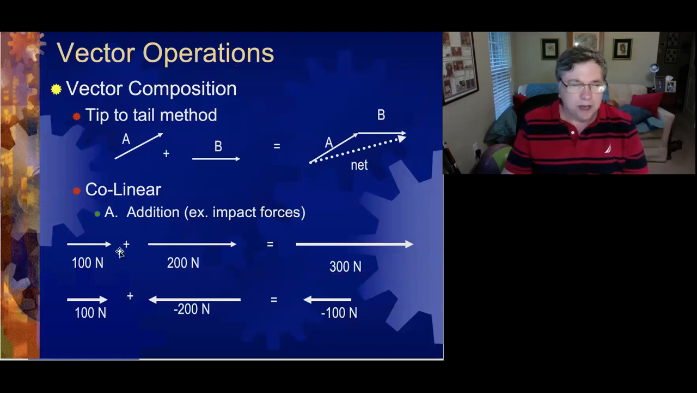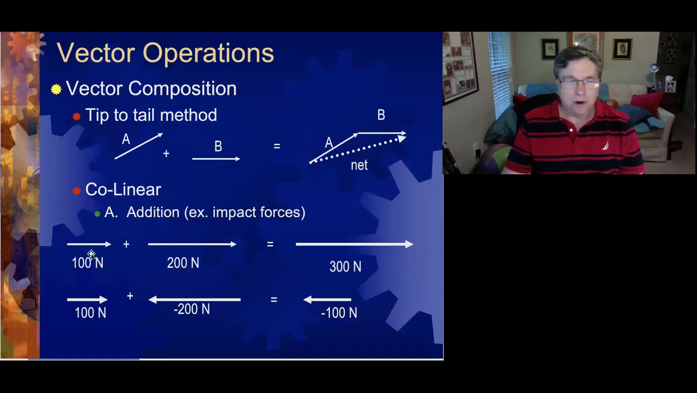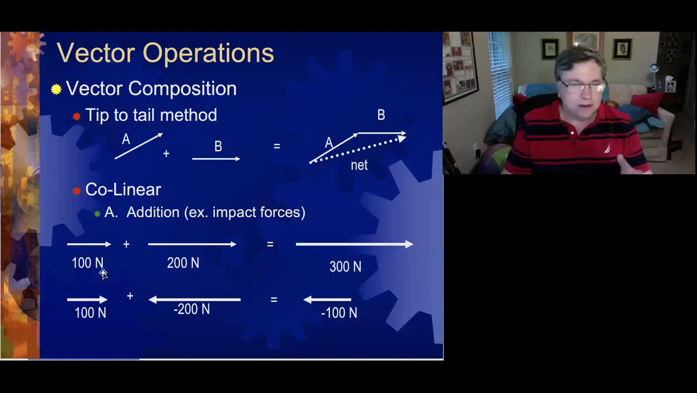Okay, so if the vectors are collinear, which means they're pointing in the same direction, let's say we have two forces, a 100 Newton force and a 200 Newton force. Newtons are the standard units for force in the metric system. That's 1 kilogram of mass accelerated at 1 meter per second squared. So 100 newtons plus 200 newtons is equal to 300 newtons, pointing from left to right.